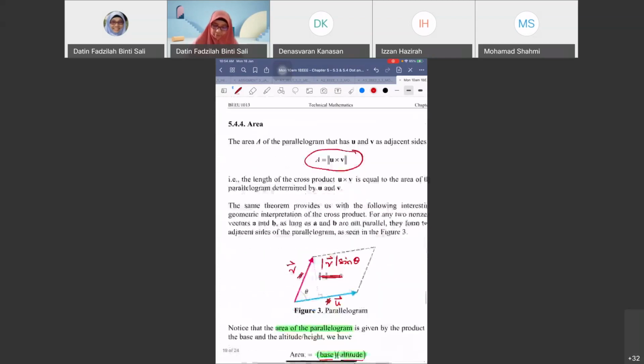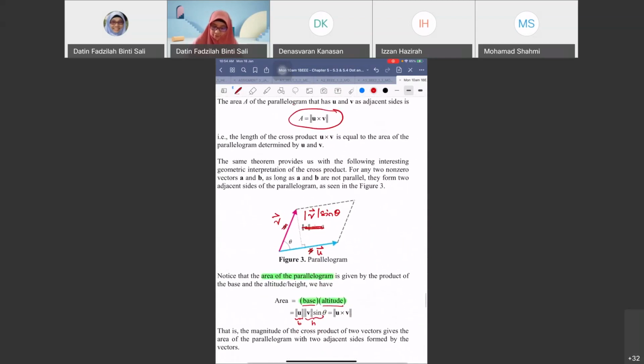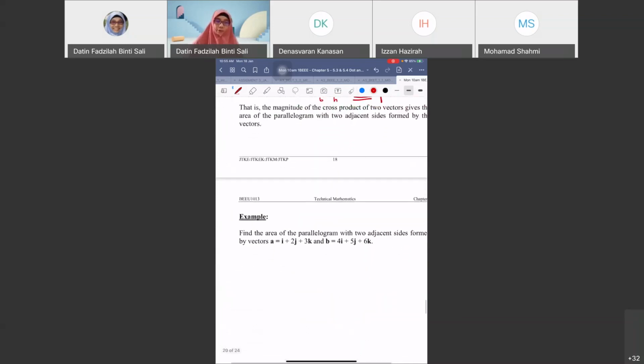So from here, that means this is the area of a parallelogram. So if we ask you to find the area of a triangle, that means the area of a triangle equals half of the magnitude of u cross v. Okay, all right. So then we can look at this example now.